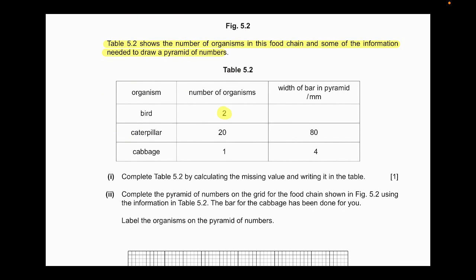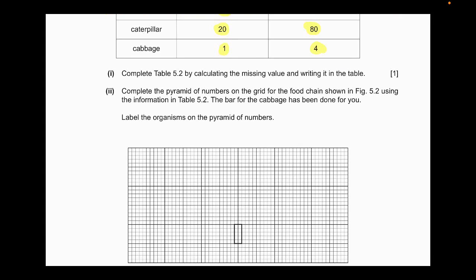So we can see there are 2 birds present, and there are 20 caterpillars. So 20 caterpillars equal 80 millimeters, and 1 cabbage equals 4 millimeters. Thereby 2 birds will be 8 millimeters. Complete Table 5.2 by calculating the missing value and writing it in the table. We did that.